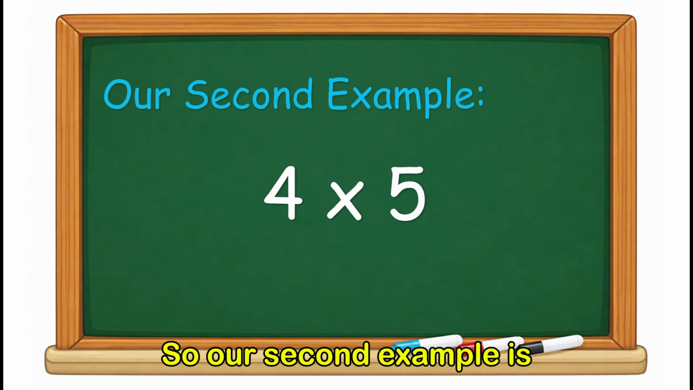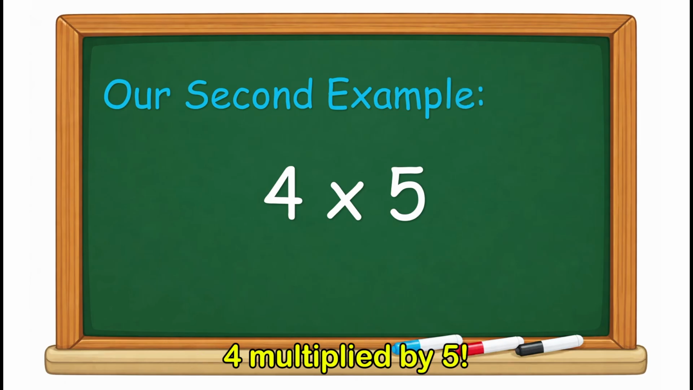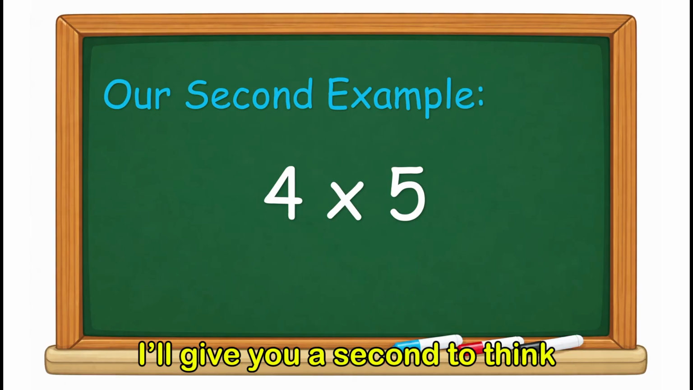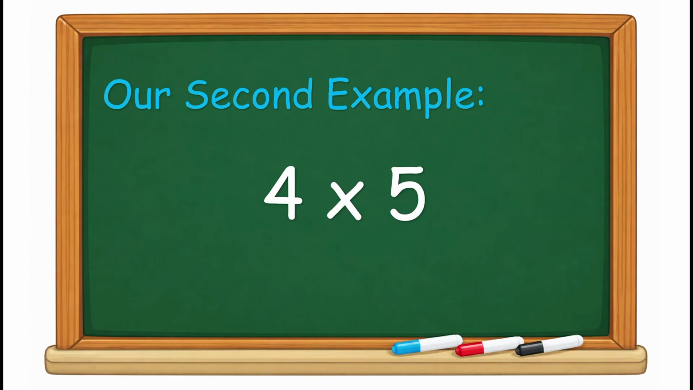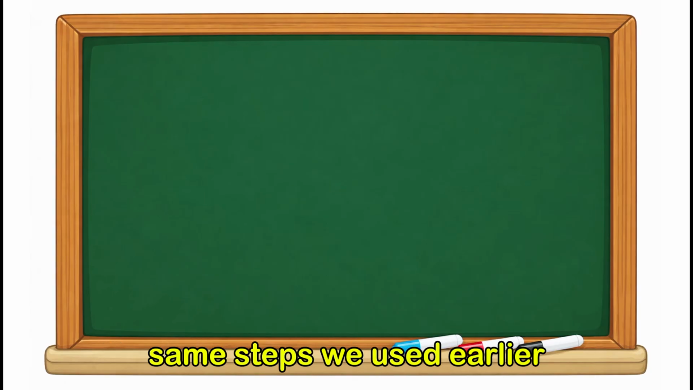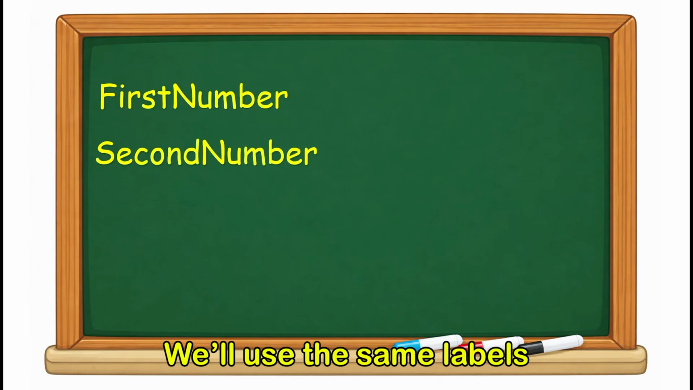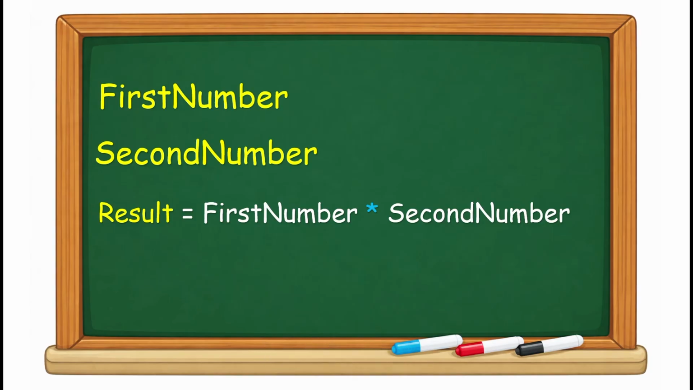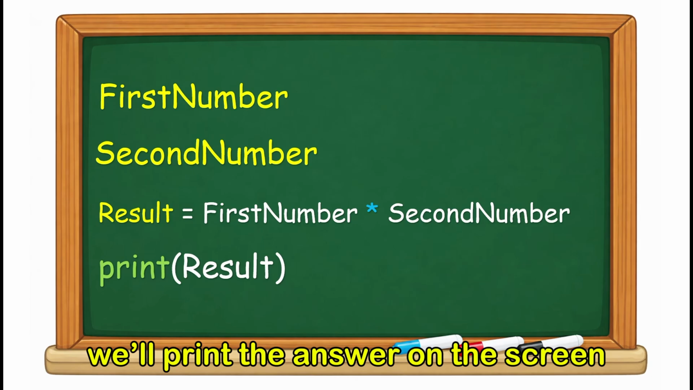So our second example is 4 multiplied by 5. Can you guess what the result will be? I'll give you a second to think. All right, let's see if you got it right. We're going to follow the same steps we used earlier. We'll use the same labels, but this time we'll put different numbers inside them. Then we'll calculate the result, and finally, we'll print the answer on the screen.